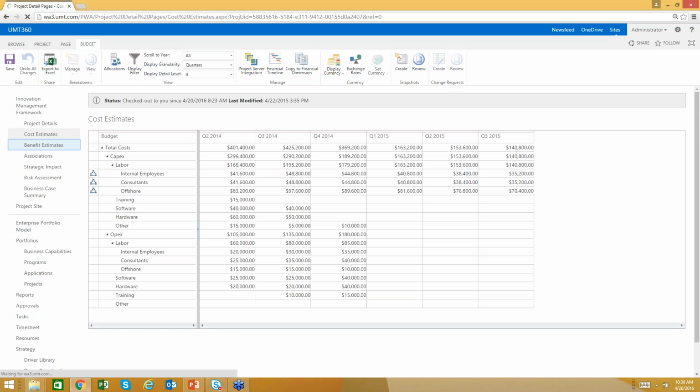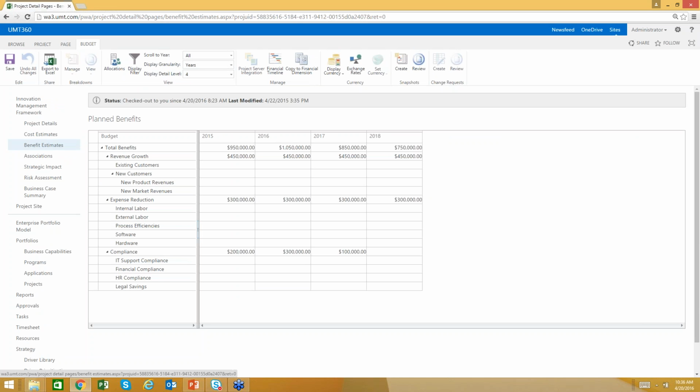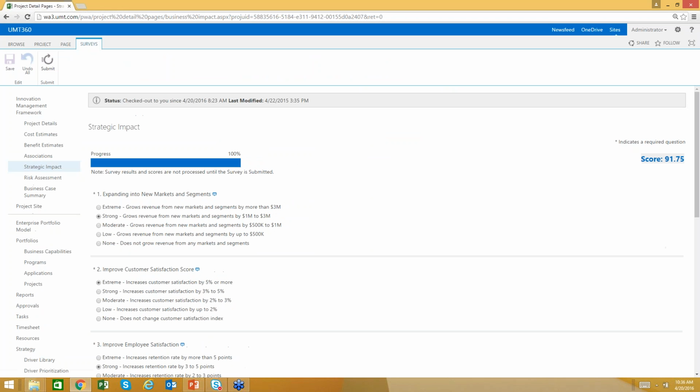When there's a cost, potentially there should be a benefit, so being able to break out financial benefits or non-financial benefits too is key, and capture that in a time-phased manner. I'm not going to go through everything here, but let's focus on strategic impact, because this is an assessment that is now going to help us understand the project's contribution against the business strategy.